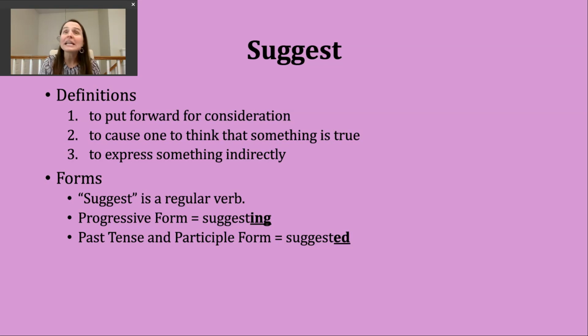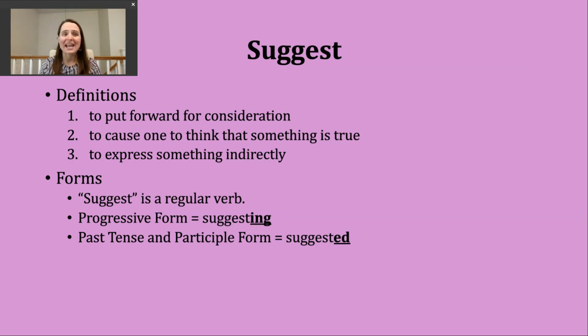A second way you'll hear suggest used is to mean to cause one to think that something is true. So we might be looking at the way someone is acting, their body language, and maybe their behavior, and say, oh, your behavior is suggesting that you're angry, right? So maybe their arms cross, maybe they're kind of stomping their feet as they walk. So this behavior, these actions are causing us to think that it is true that this person is angry.